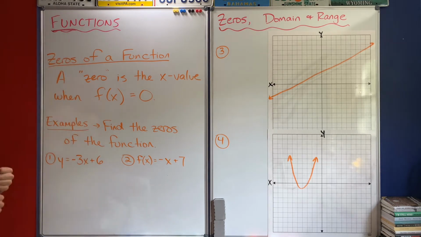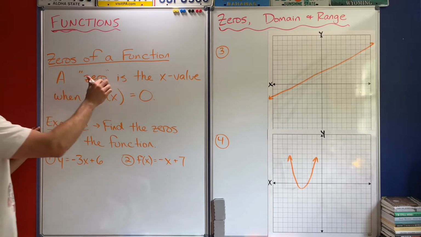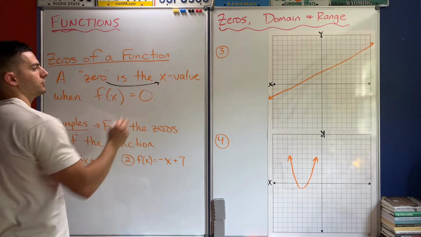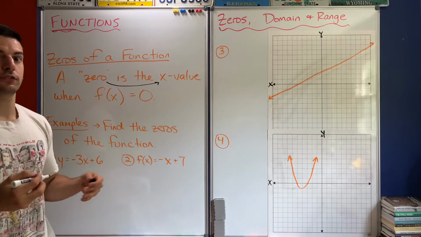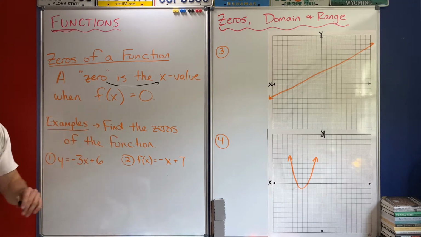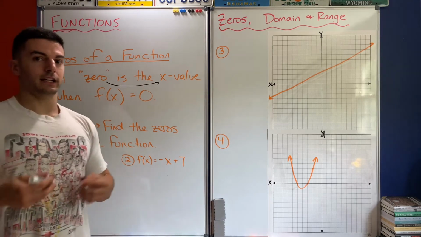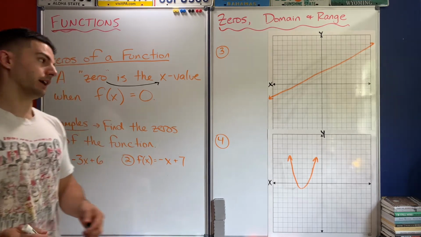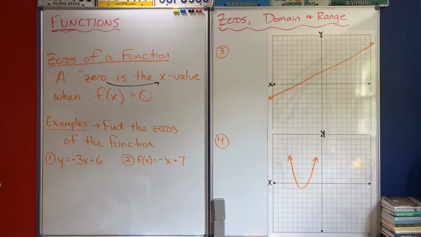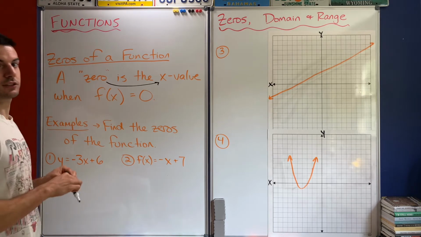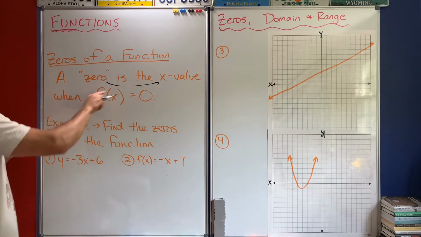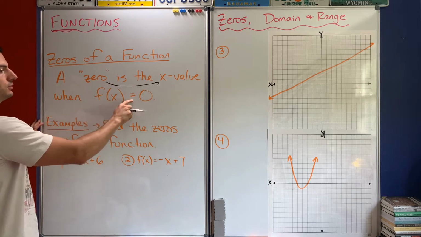Okay, now that contains some math terms. So let's break that down. So a zero is an x value. That's the first part. So when it asks for a zero or find the zeros, we're wondering what the x value is. That's the key, but it's a specific x value. It's not just any x value. It's the x value when f of x equals 0.